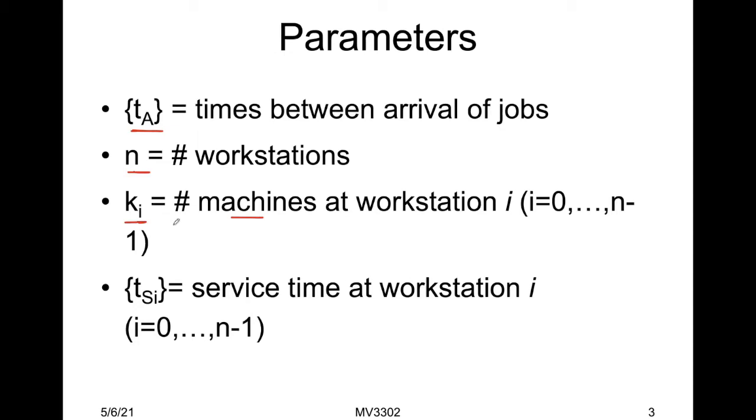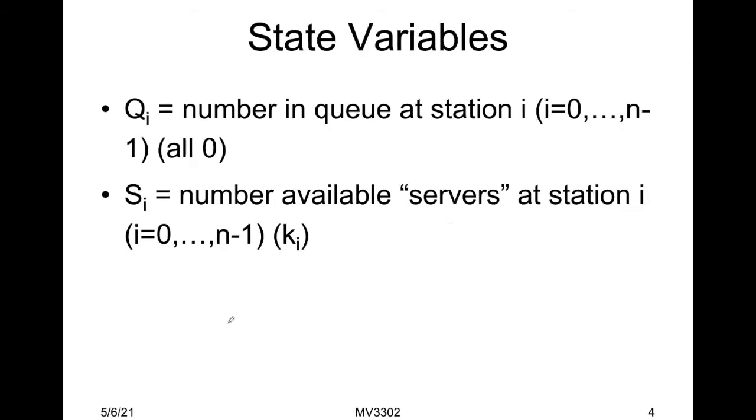If you remember, for the tandem queue, we had a different number at each of the two workstations there. So here, again, we could have different numbers of machines. And furthermore, the service times at each workstation could be a different random variable, or even the same random variable with different parameters, or just some sequence that comes from somewhere. So these are our parameters.